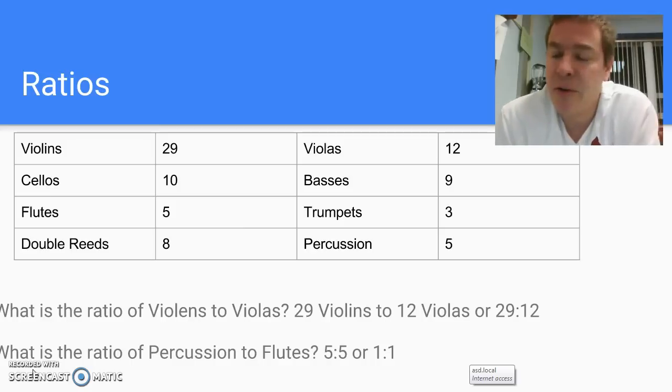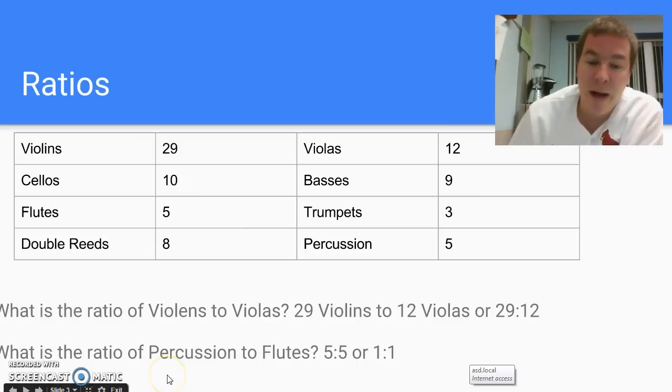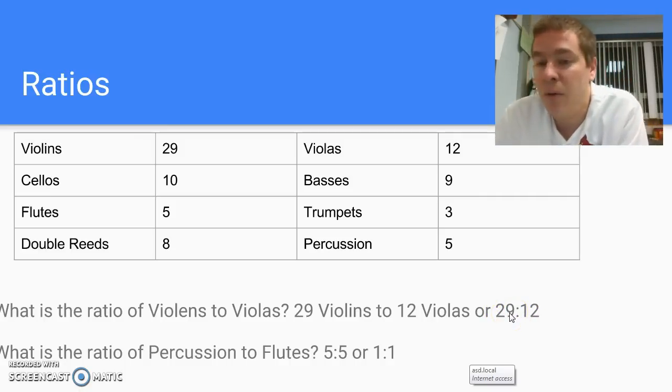So when looking at ratios, a lot of times they use tables or they'll just list. Here you're comparing different things in a band. What is the ratio of violins to violas? Well, there are 29 violins and 12 violas, so you're comparing 29 to 12. You could say 29 to 12, or you could put a colon right here, separating the 29 and 12, and that will represent the same thing.